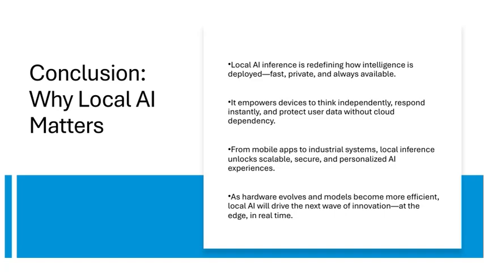So to wrap things up, let's talk about why local AI really matters. Essentially, local AI inference is changing the game when it comes to how we deploy intelligence. It's fast, it's private, and it's always available right where you need it. No need to wait for cloud processing. Devices can think independently and respond instantly. Plus, it keeps user data safe by processing it locally, which is a huge advantage in today's privacy-conscious world.